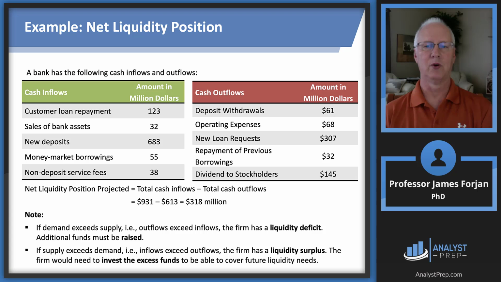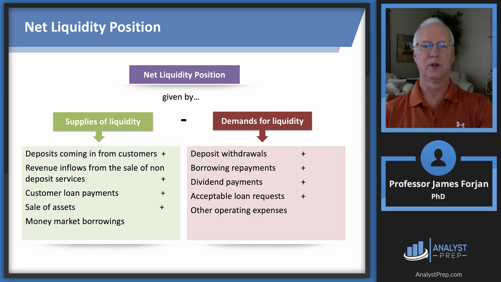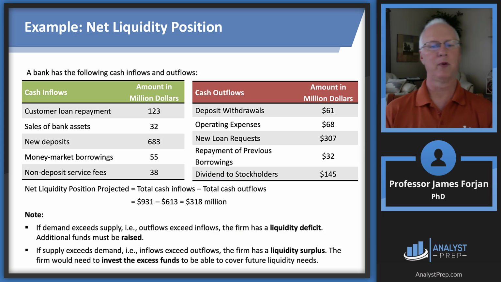And then in the maroon, cash outflows, you can sum those, and I guess you get 613. So net liquidity position is $318 million. And so here in this slide is really just a mathematical example of what we have in that previous slide. Now, of course, look at the note at the bottom.